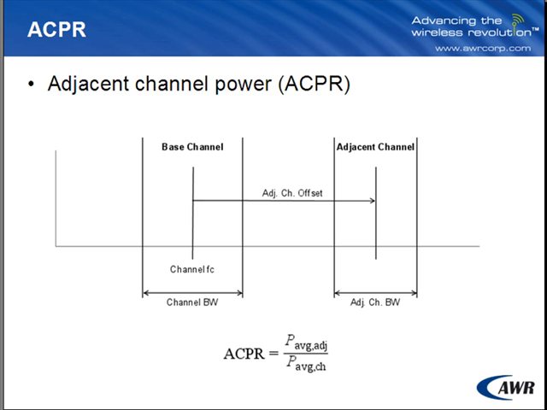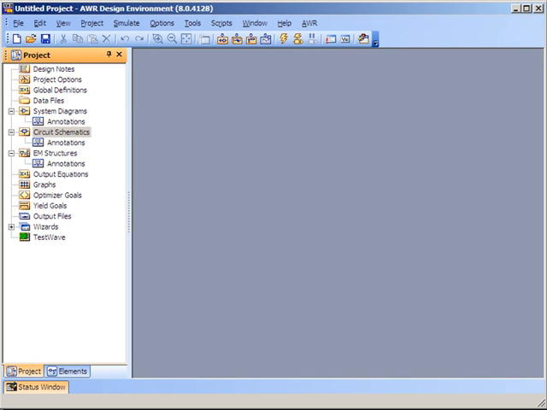Although in this example we're talking about adjacent channel power ratio, the same method applies to adjacent channel leakage ratio. It is the setting of the bandwidth and offset that defines the measurement. So with that said, let's go into the AWR design environment and make an ACPR measurement.